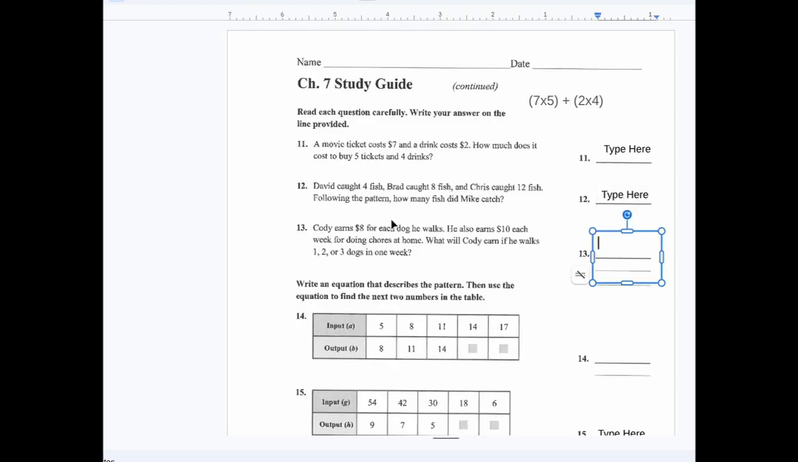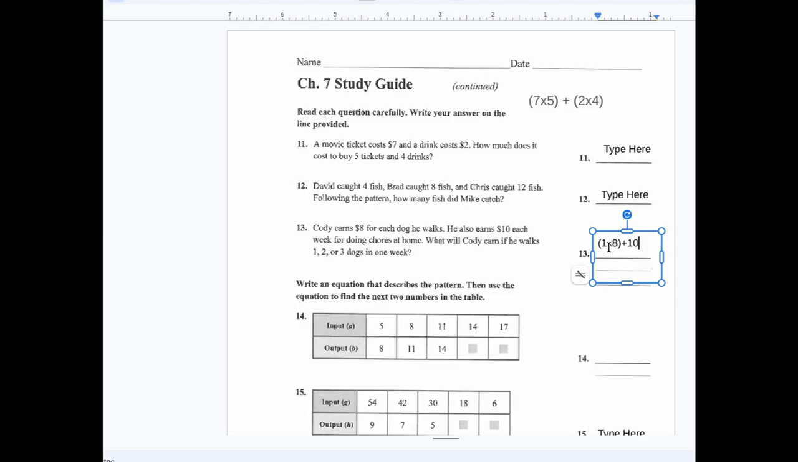Number 13 has 3 different answers. Cody earns $8 for each dog he walks. He also earns $10 each week for doing chores at home. What will Cody earn if he walks 1, 2, or 3 dogs in 1 week? So we have 1 dog. How much is a dog? 8. So you do 1 times 8. And then how much does he get for his chores? 10. What would we do with the 10? Right, you would add it.